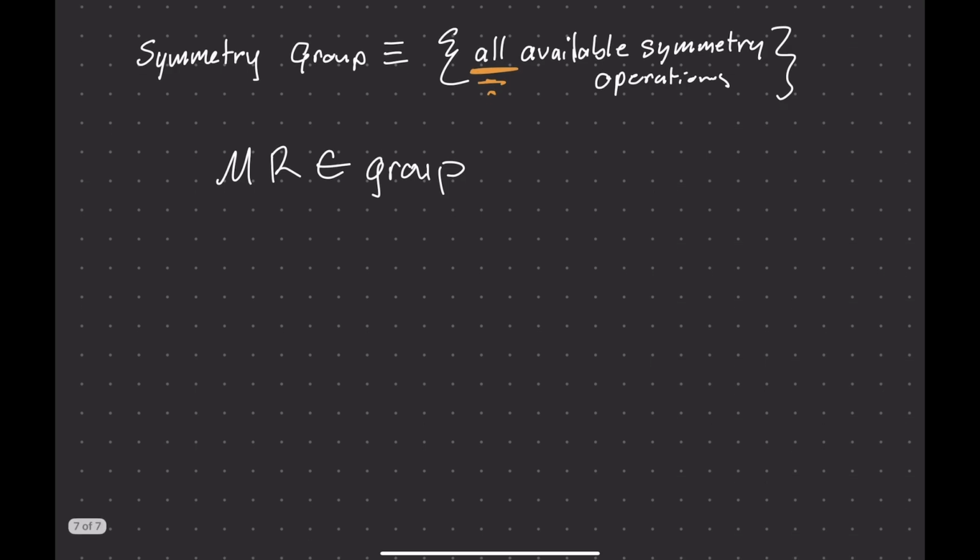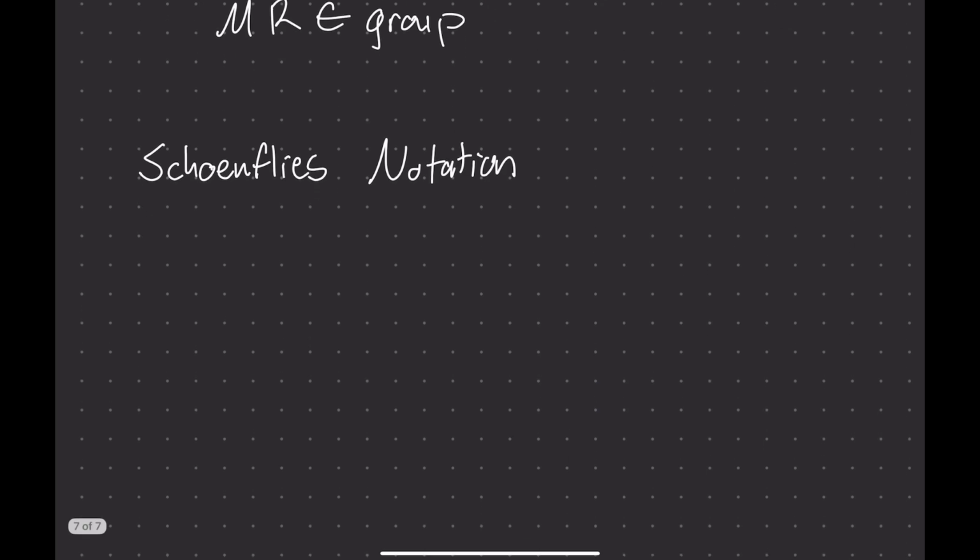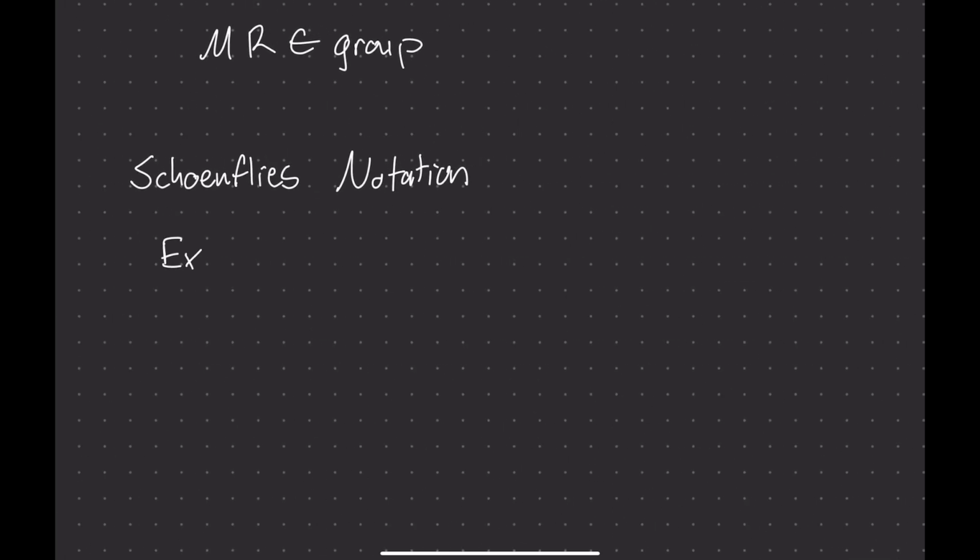So let's tidy up some notation, and I think the notation that provides the most insight as to what these groups are is called the Schoenflies notation. So let's take an example of Schoenflies. One group in Schoenflies is called C3.